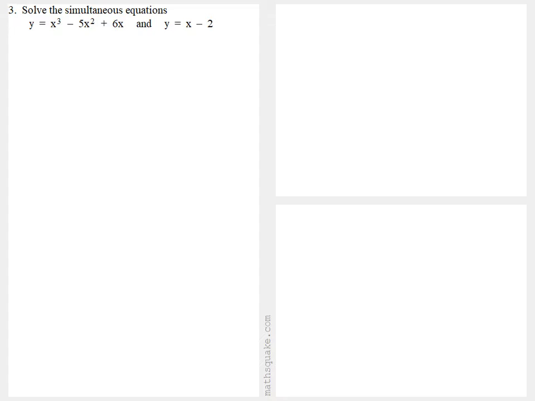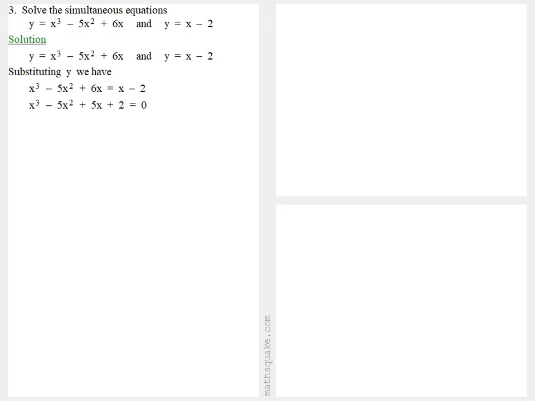In question 3, we want to solve the simultaneous equations y equals x cubed minus 5x squared plus 6x and y equals x minus 2. Well, we can do this by equating the two y terms, and that gives us x cubed minus 5x squared plus 6x equals x minus 2, which can be rearranged as x cubed minus 5x squared plus 5x plus 2 equals 0.